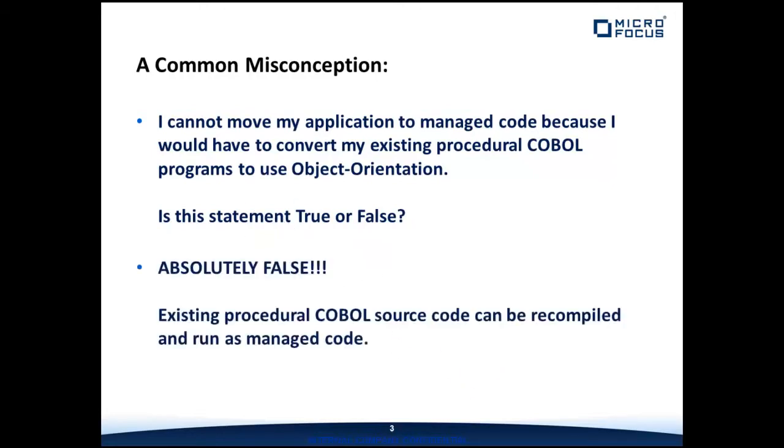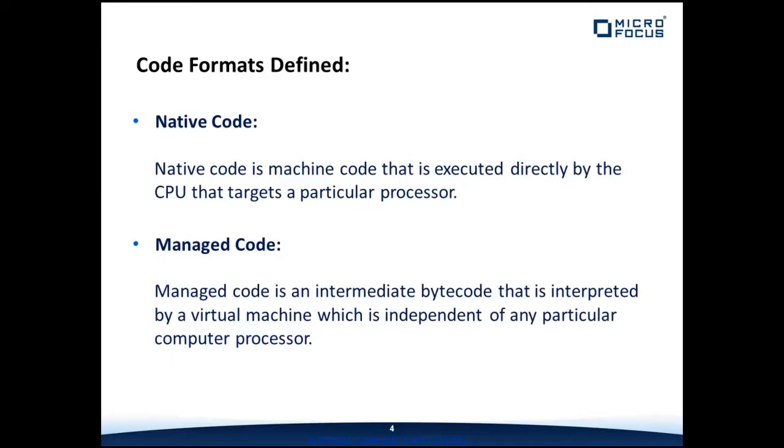In fact, most existing procedural COBOL sources can be recompiled and run as managed code with little or no changes at all. Let me try to shed some light on exactly what is meant by native code and managed code. One definition of native code is machine code that is executed directly by the CPU that targets a particular processor. A definition of managed code is an intermediate bytecode that is interpreted by a virtual machine which is independent of any particular computer processor. So native code targets a specific computer architecture, so we can say that the code generated is native to that processor.